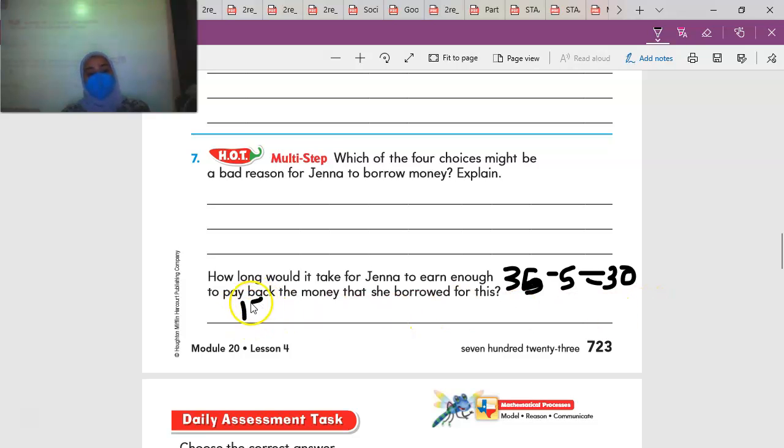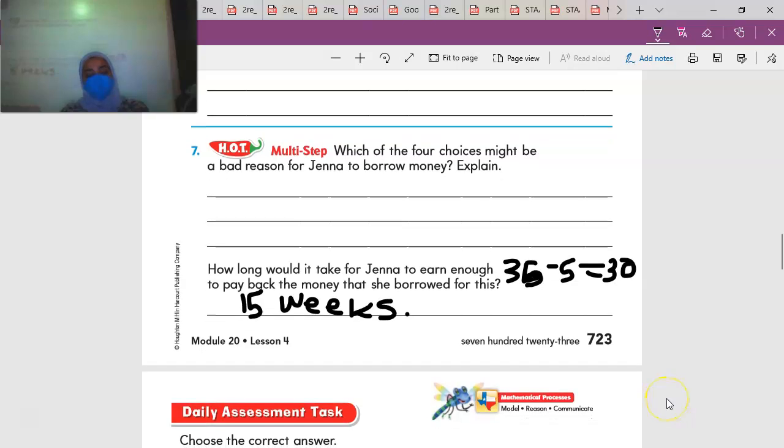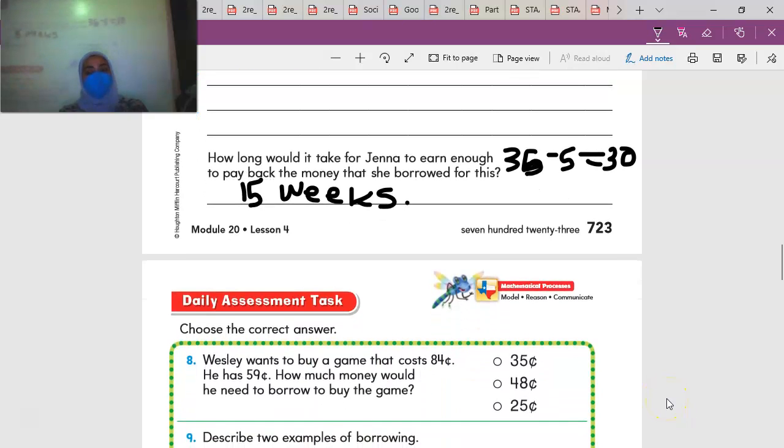Wow, that is way too long. I don't know about you, but if somebody said they wanted to borrow money from me and they were going to pay me back in 15 weeks, I would say, no way, Jose. That is way too long. Okay?